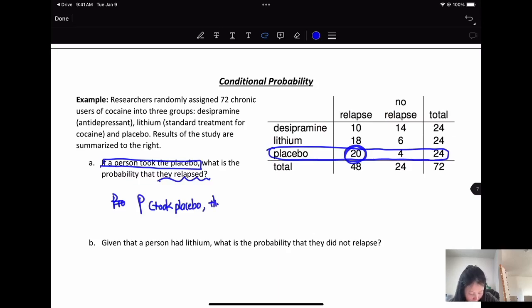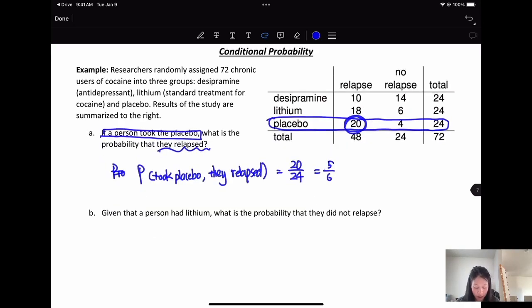So the probability that people who took placebo and they relapse is equal to 20 out of 24. Simplify it, we should get 5 out of 6.